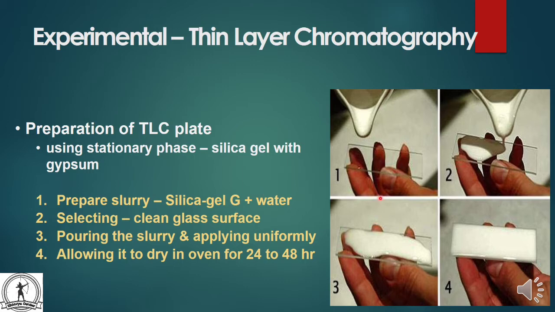Now see this image. First, we take a very clean glass plate. Then we apply our slurry on it in a uniform way. After applying it uniformly, we allow it to dry in an oven for 24 to 48 hours. And don't touch the plate, or it will be contaminated.